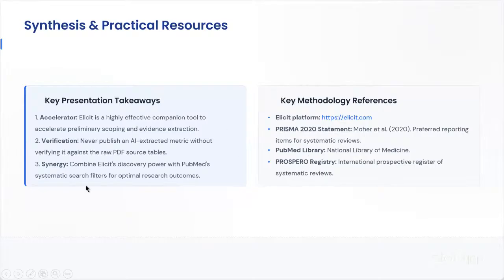And like I said in the last slide, you want to combine all of these three, Google Scholar, PubMed, and Elicit AI, in order to make the best out of your research and make it as efficient as possible. So here's the website, just elicit.com. You can try it out.